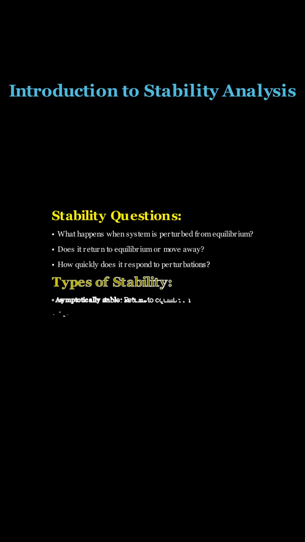Now comes the crucial question. What happens to the system when it is slightly perturbed from these equilibrium points? This is where stability analysis comes in. We will use direction fields to visualize the flow and determine the stability of each critical point.